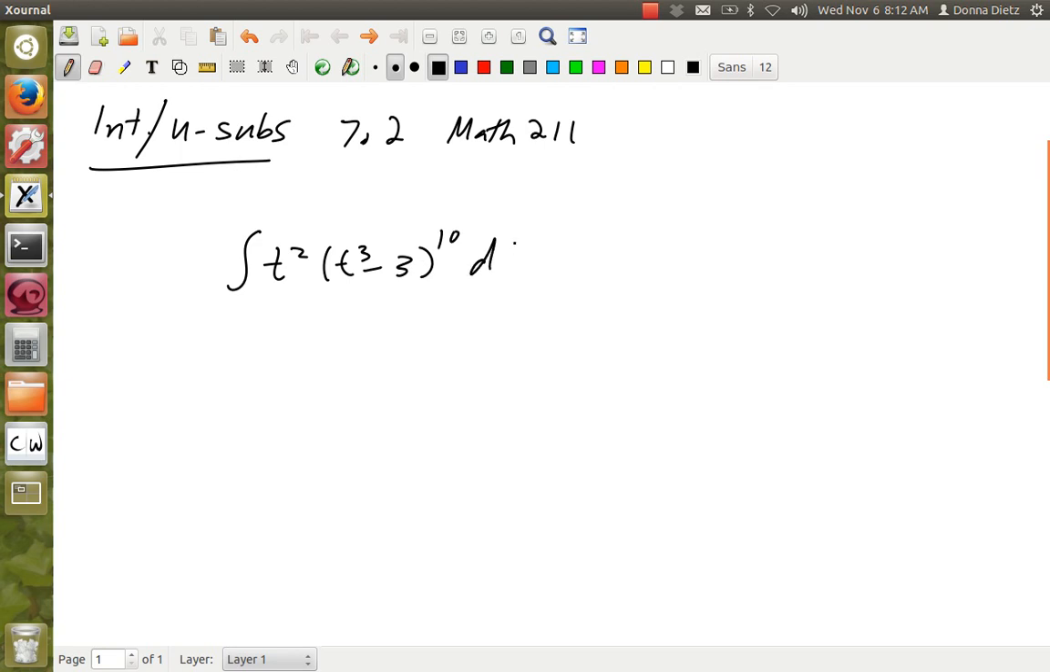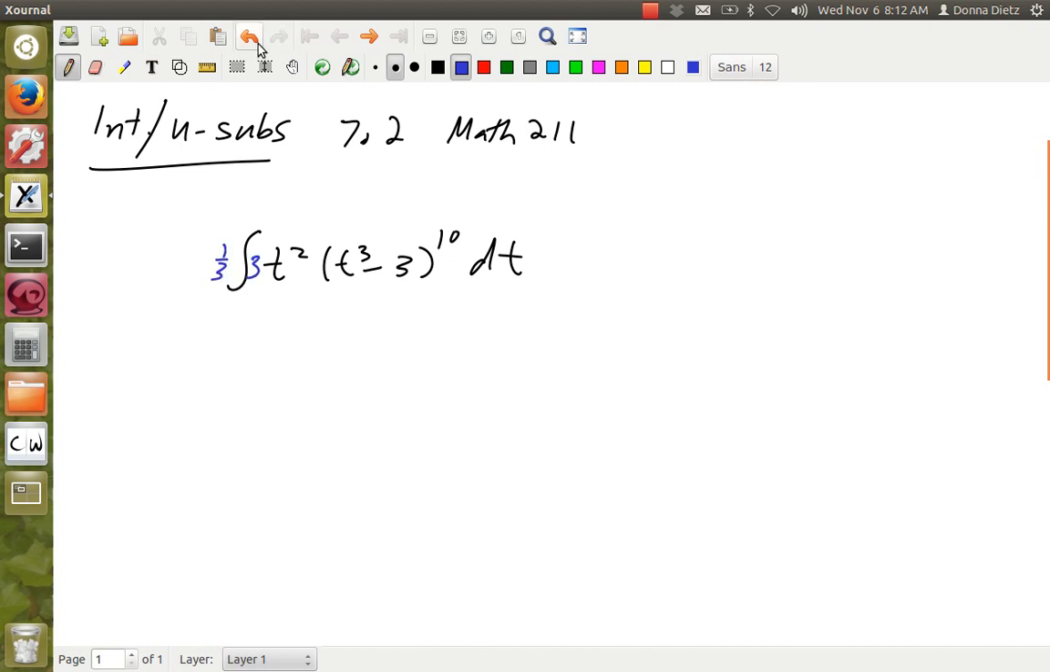Okay, so we have this problem. And I see this stuff in here, and I see its derivative is sitting out there. Don't worry about the constant, the 3 out front doesn't matter. There's more than one way to deal with the fact that it's not exactly right. I could just put a 3 here and then a 1/3 here.